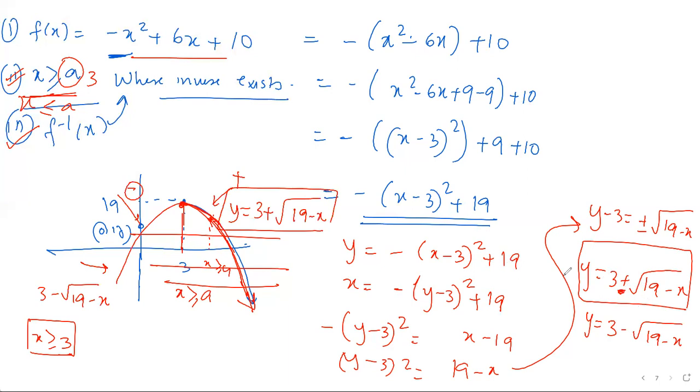And now you need to always specify the domain and range for this inverse. The domain for the inverse is the same as the range of the original function, which was y less than or equal to 19. Now that becomes the domain, so x less than or equal to 19 is my domain. The domain of the original function was x greater than or equal to 3, so the range of the inverse becomes y greater than or equal to 3.